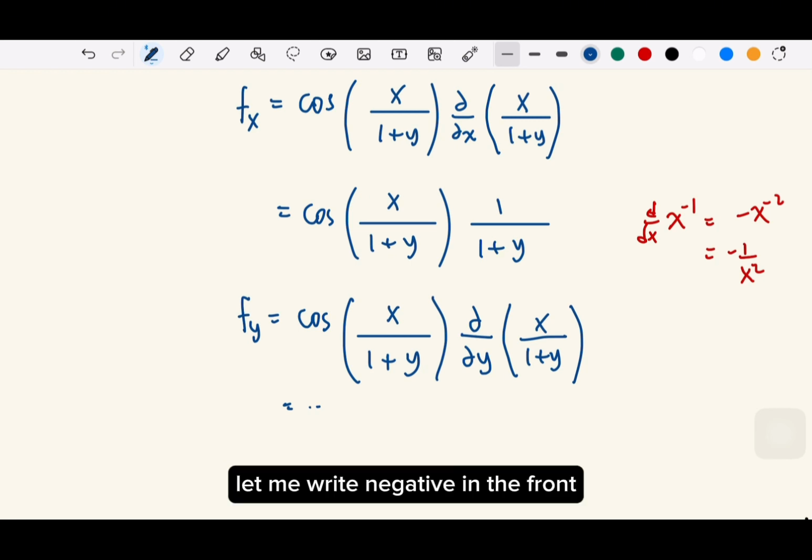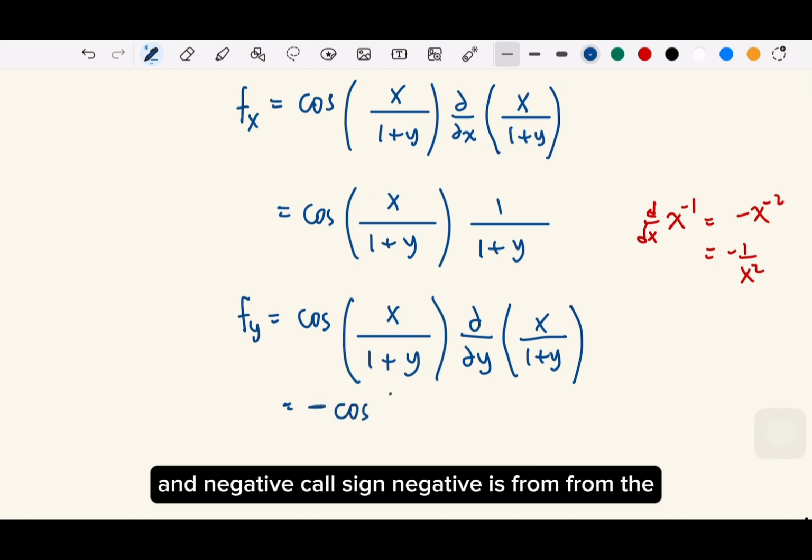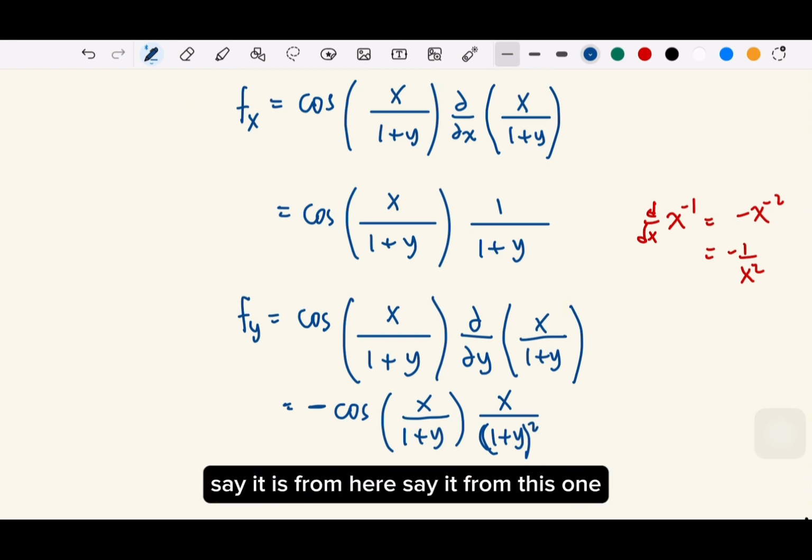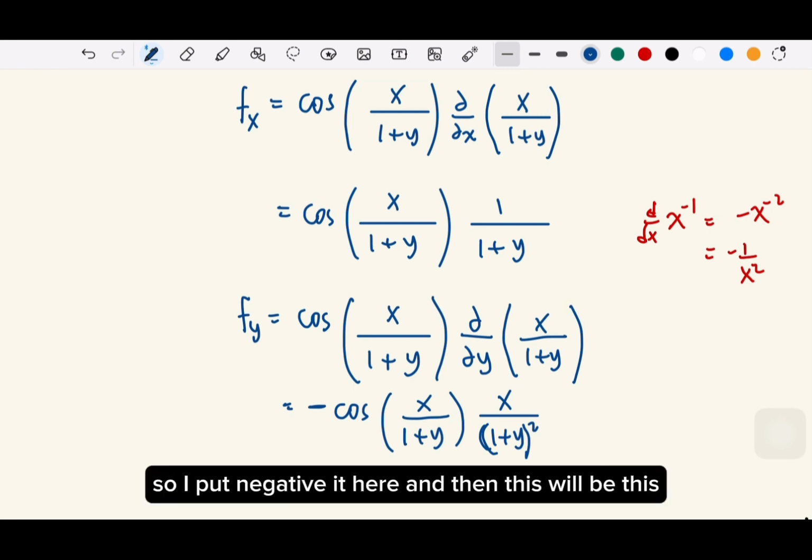Let me write negative in the front. Okay, negative cosine. Negative is from the chain rule. So this will be x over. Okay. It's negative from here. It's negative from this one. So I put negative here, and then this will be this.